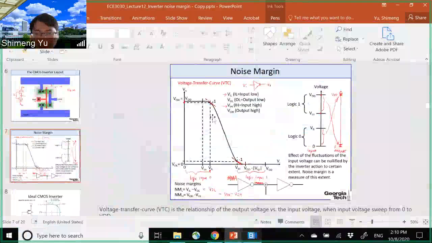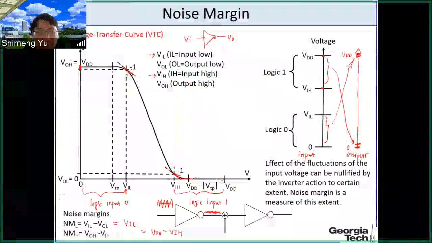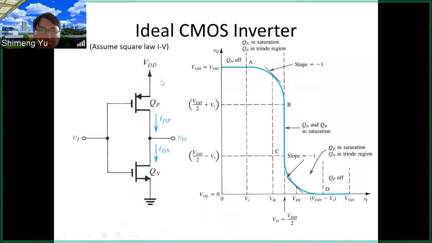Okay, so here we basically define the noise margin. And we have two important voltage levels, that is VIL and VIH, which are defined where the slope becomes -1 in this VTC. And next, let's look at the ideal CMOS inverter.